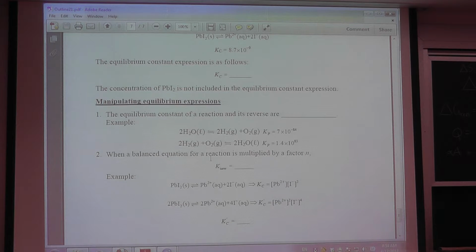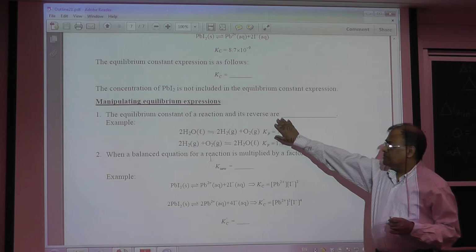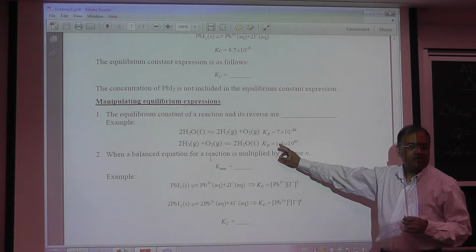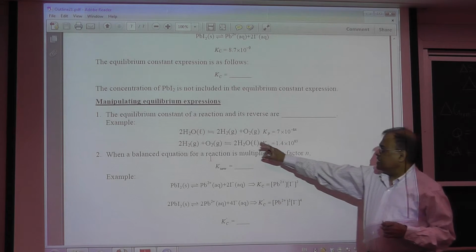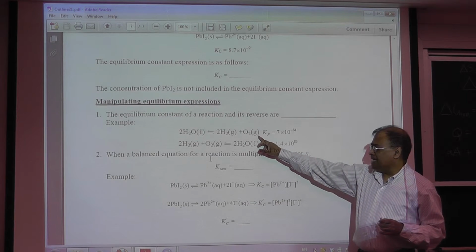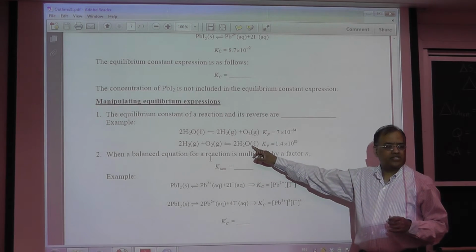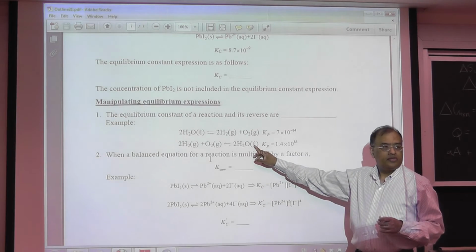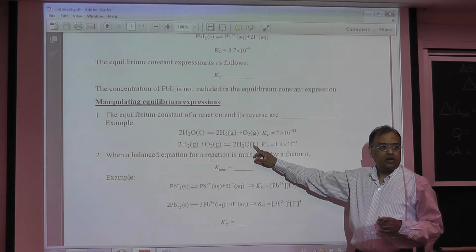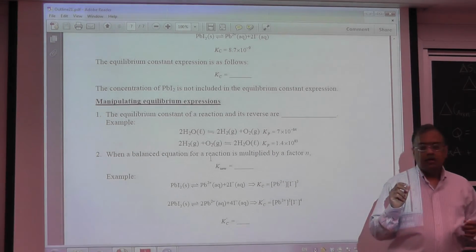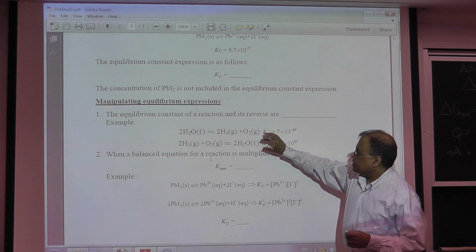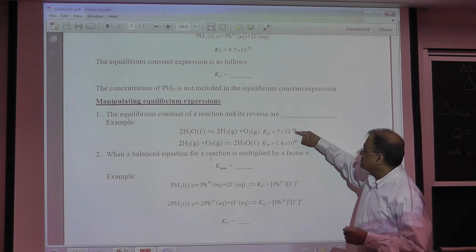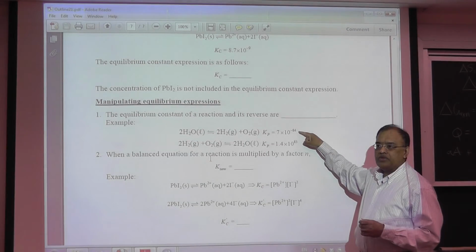So let's look at what happens if we take the equilibrium constant of a reaction and compare it to the inverse of the reaction. So here is one reaction. Here is the inverse of that reaction. What is the relationship between the equilibrium constants? They're inverse of each other. Does that make sense? Write the equilibrium constant expression for this. Write the equilibrium constant expression for this. They're going to be inverse of each other. So these values are going to be 1 over the other value.